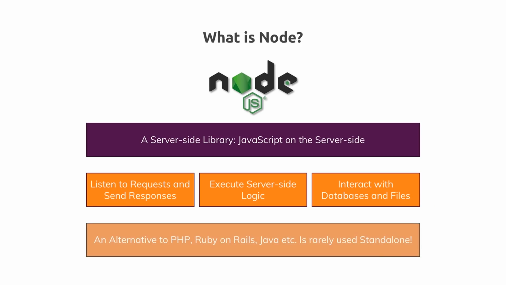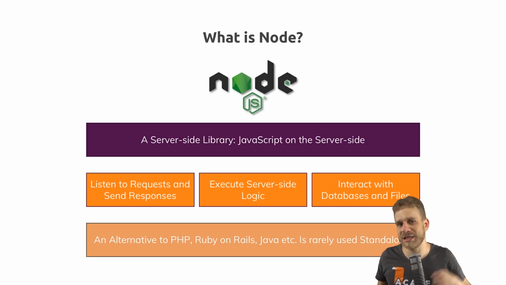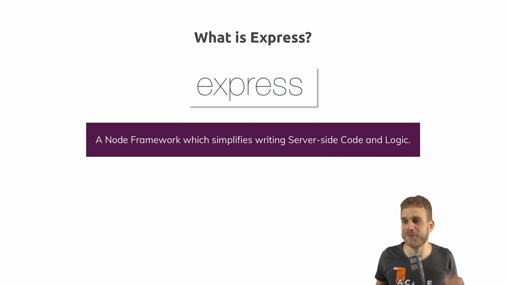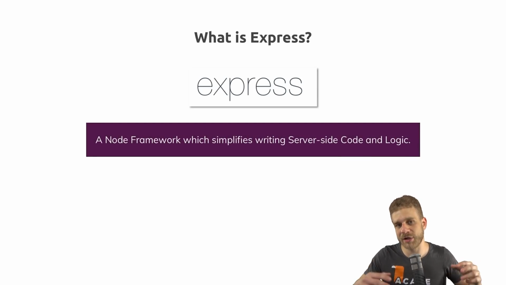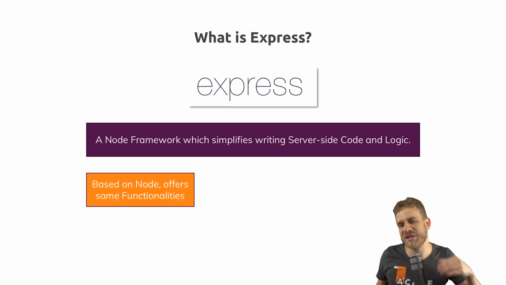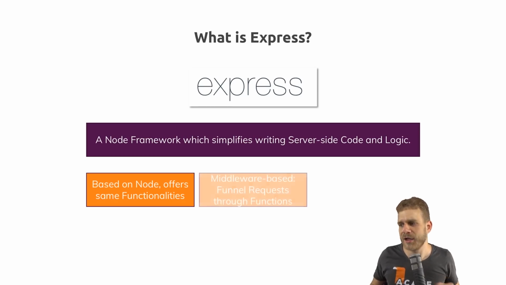Therefore, Node.js is an alternative to PHP, if you know that, or Ruby on Rails, ASP.NET, things like that. And it's rarely used standalone, just like these languages. You typically use a framework along with it. And that framework you typically use is Express. Express is a Node.js framework, so it still uses Node.js, the same language, but it adds a lot of utility features. So it offers additional functionalities, or in general, it makes things easier.